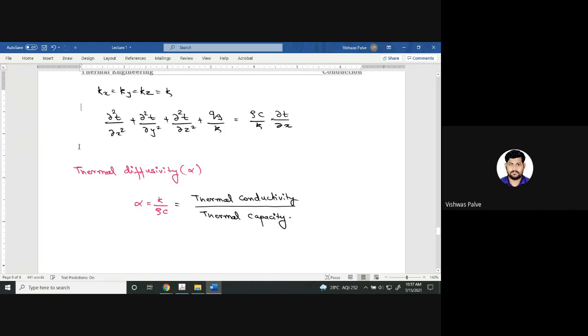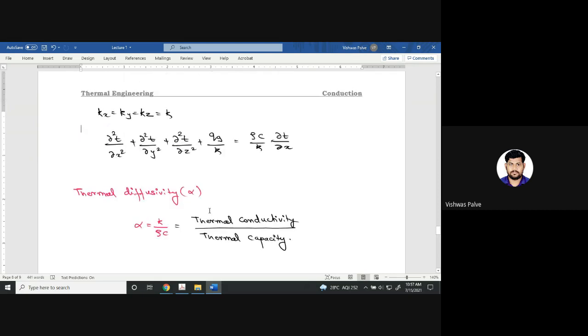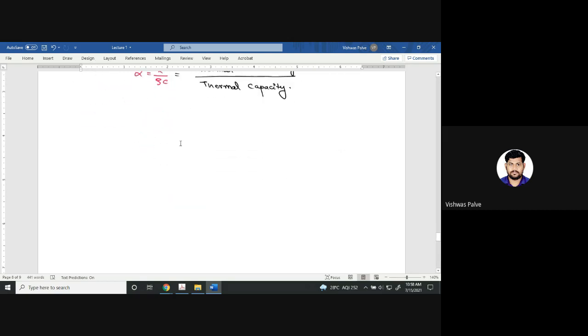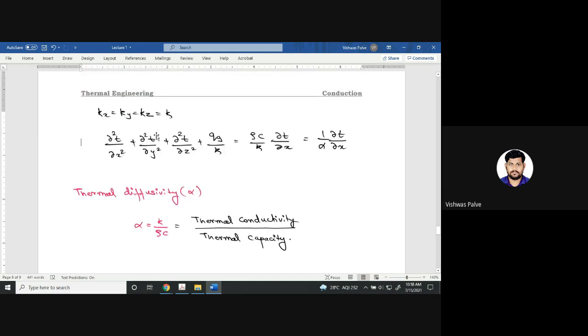Thermal conductivity to thermal capacity. So if I want to replace this in the equation, then it will be written as 1 upon alpha. So I can write here itself 1 by alpha dou t by dou x, right? So this term is called thermal diffusivity. And suppose I want to write the equation in one-dimensional form, then this term will be equal to 0.